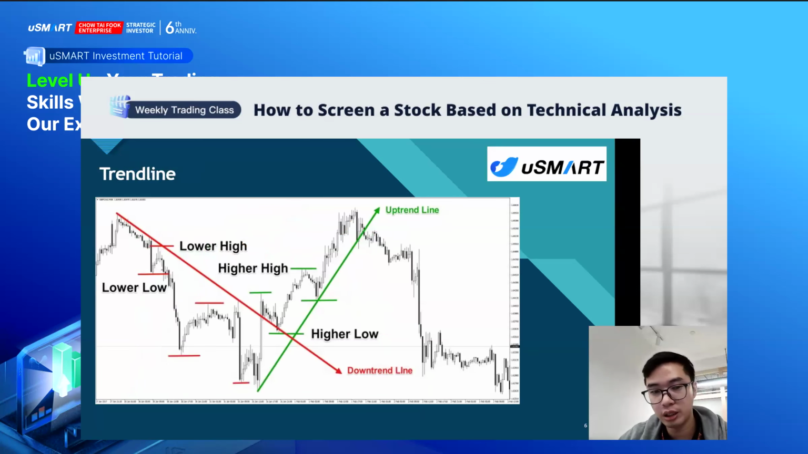So usually this is how the downtrend looks like. And when the downtrend becomes an uptrend, the high becomes higher, and then the low becomes higher. So this is how we draw the trend line. We try to connect the high and the low of the share price.